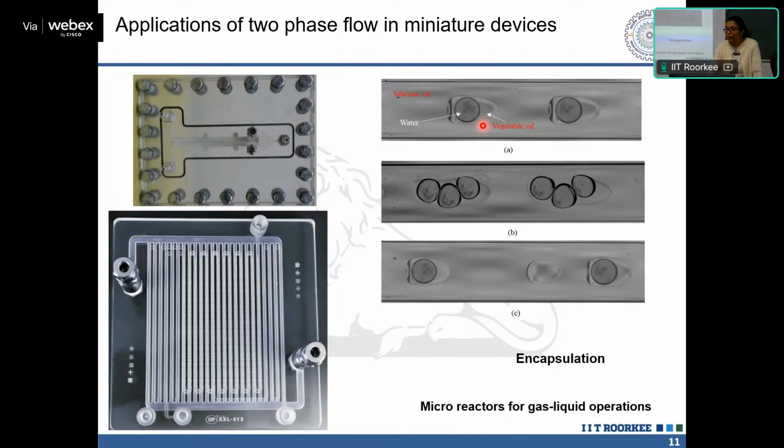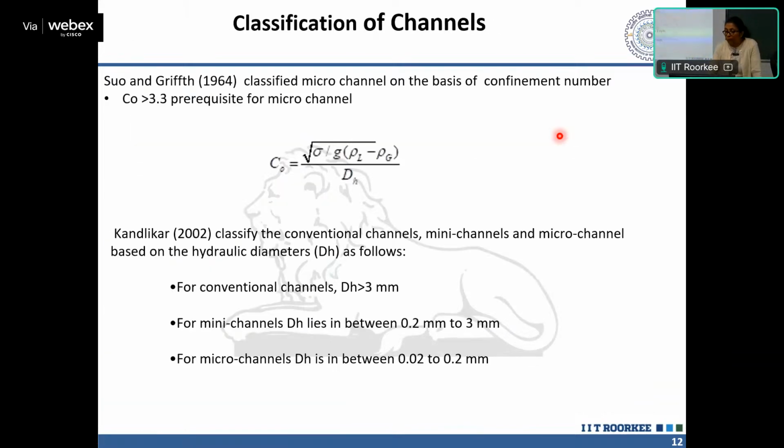Such kind of encapsulation can be very effective for encapsulation of any vitamin, encapsulation of any drug, which can be delivered later. So such kind of distribution can have lots of application in the pharmaceutical, cosmetic and food industries. Okay, so now let us define the classification.